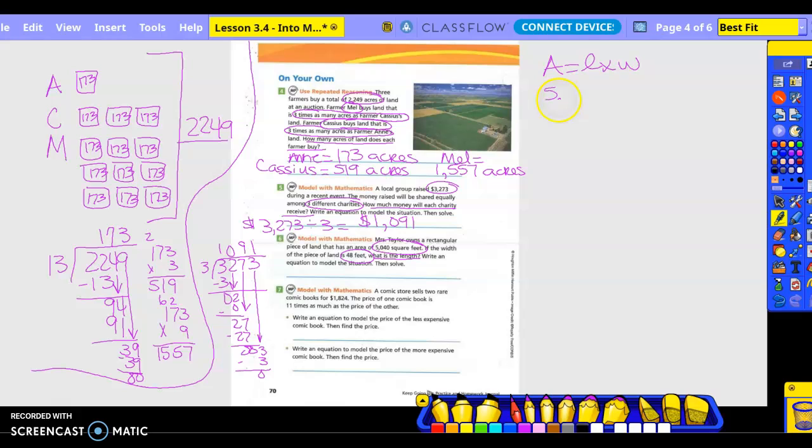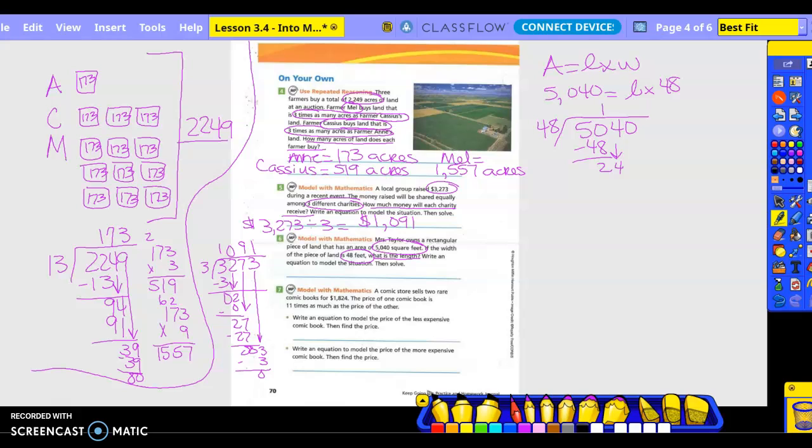So we have 5,040 equals, we don't know the length, times the width of 48. So to get L by itself, we're going to divide, which is known as an inverse operation, right? Because division is the opposite of multiplication. So we're going to take 5,040 divided by 48. 48 into 50. 2 left over, bring down my 4.